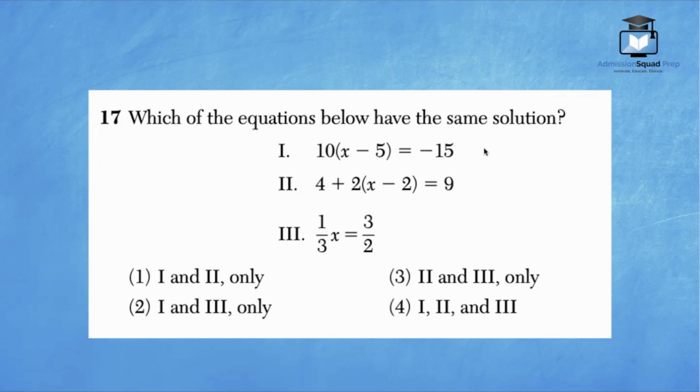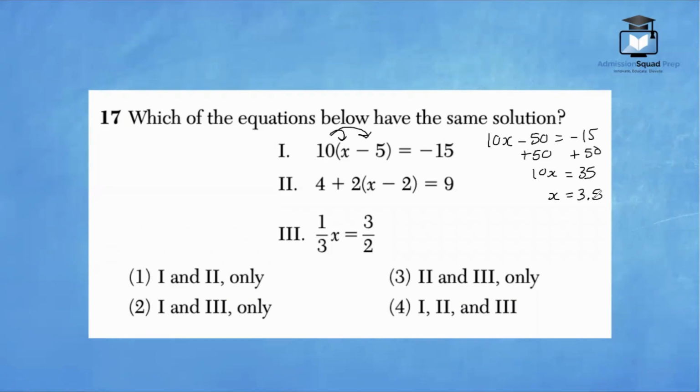For the first problem, we're going to perform the distributive property. We have 10 times x and 10 times negative 5. So 10x minus 50 equals negative 15. We can add 50 on both sides. So 10x equals 35 and x equals 3.5. That is the value of x for answer choice 1.